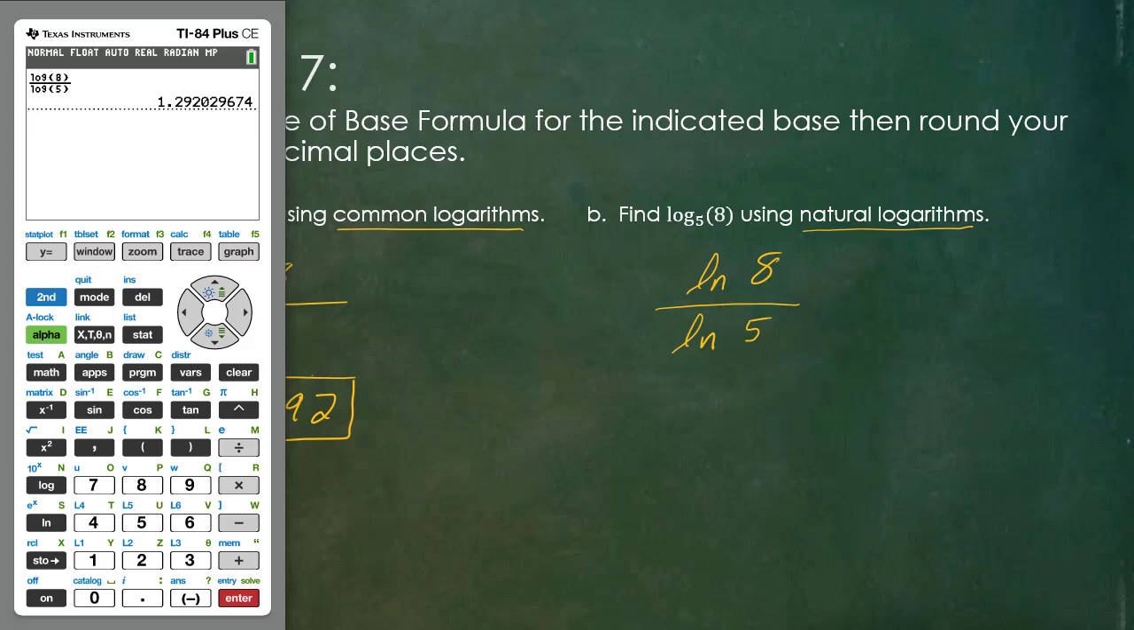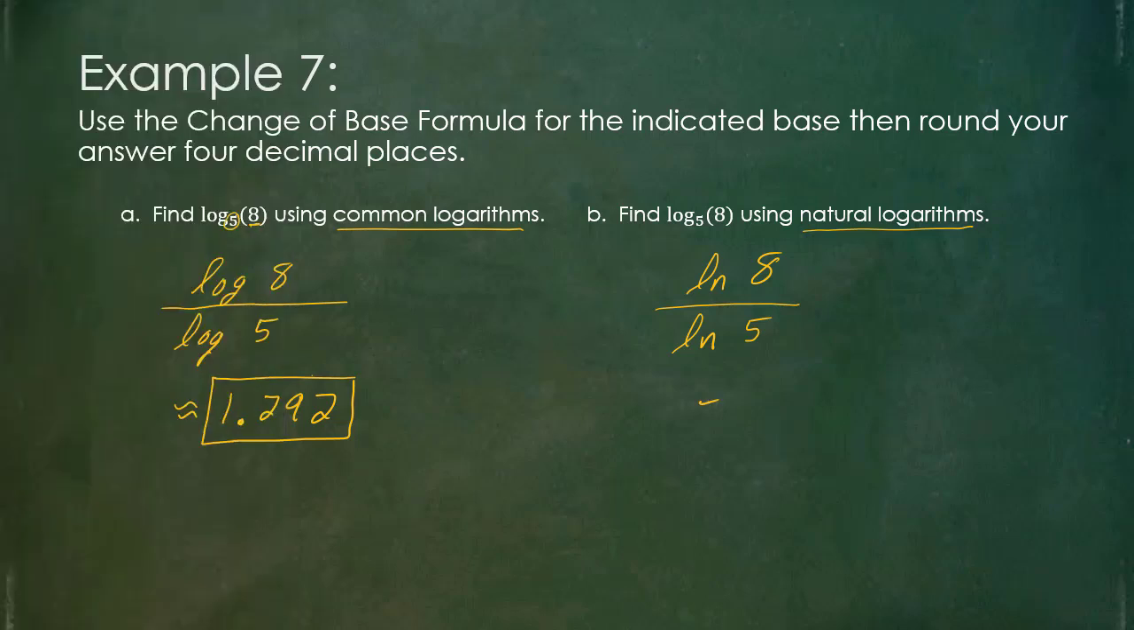So I'm going to do the fraction thing again. So just press math, press left, and enter. And I'll just type in natural log of 8 in the numerator, over, and then natural log of 5 in the denominator. And when I press enter, notice it is the exact same value. So notice it would not matter if you switch to common logs or natural logs. We still get the same value regardless, 1.292 for this example.